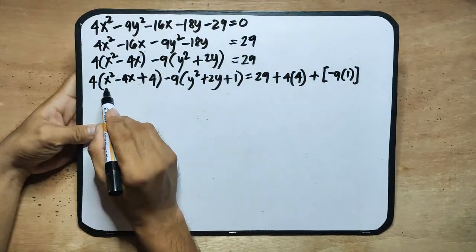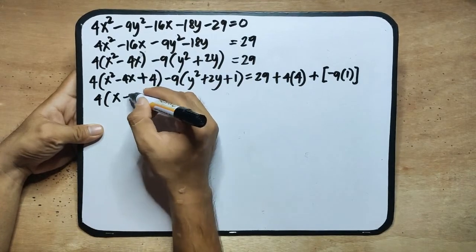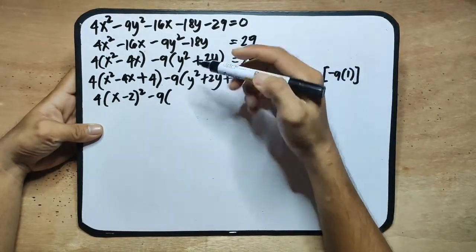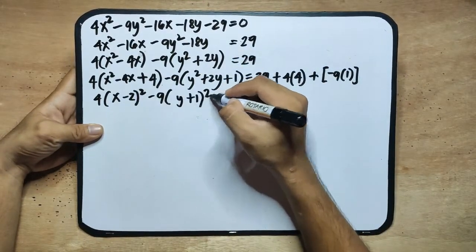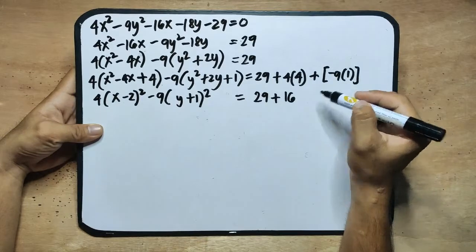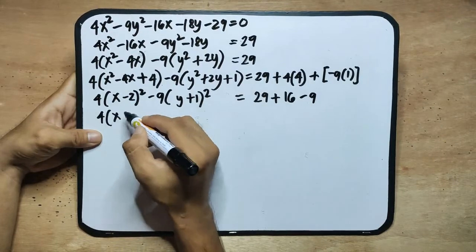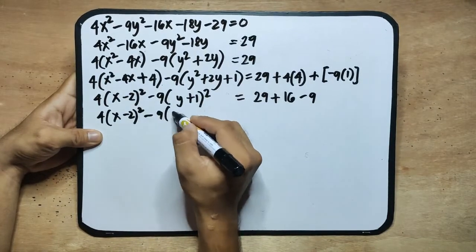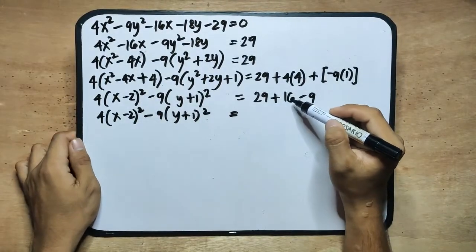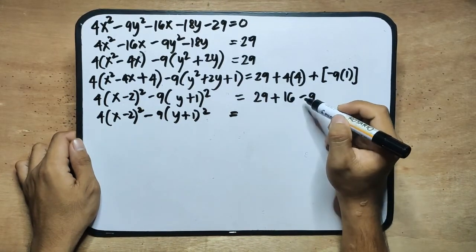Okay? So, since perfect square trinomial na to, pwede natin siyang i-factor out. Ang factors niya, we have x minus 2 squared minus 9 times. Perfect square na rin ito. Ang factors niya ay y plus 1 squared is equal to 29 plus this is 16 and minus 9. So, simplifying further, we just bring down this one. 9 times y plus 1 squared is equal to, so 29 plus 16 is 45 minus 9 is 36.